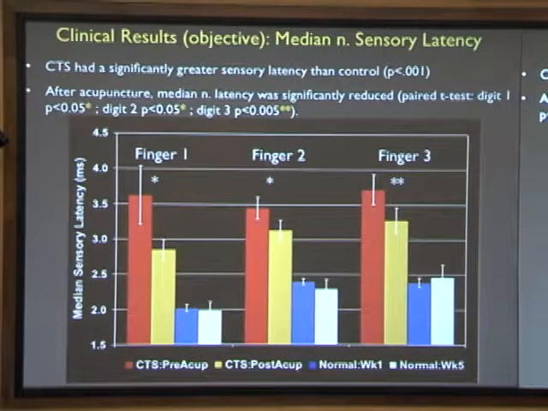And the yellow bars are after the acupuncture protocol. We saw not normalization, but we did see statistically significant improvement in these nerve conduction velocities after the acupuncture treatment.